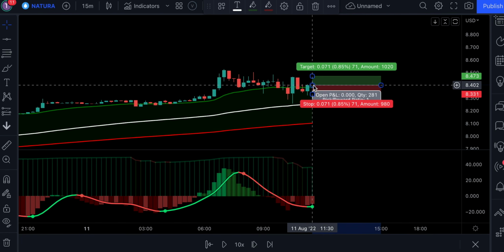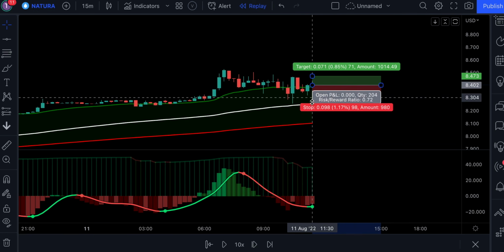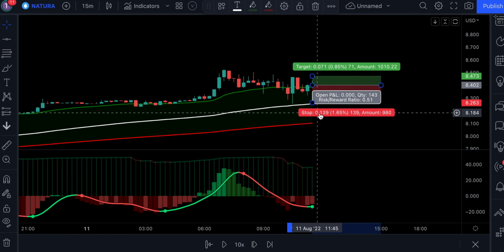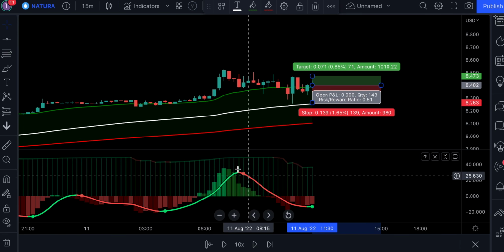The stop loss will be set at the recent swing low. For this strategy, we do not set any take profit targets. We're simply going to exit a winning long trade as soon as a new red circle appears on the indicator.